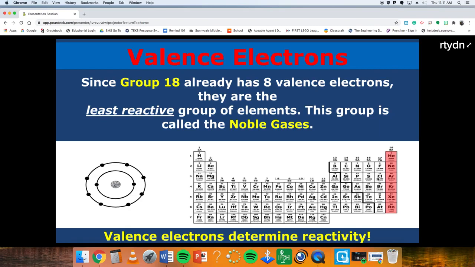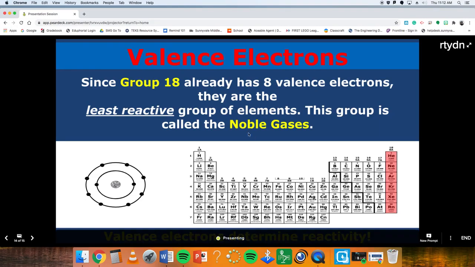Group 18 already has 8 valence electrons. They are the least reactive group on the periodic table. They do not play well with others. They are noble. They don't mess with the other peasants, the other elements on the periodic table. They do not need to combine, and they won't. They are non-reactive, also known as the least reactive group on the periodic table.